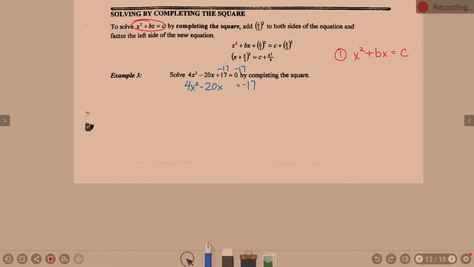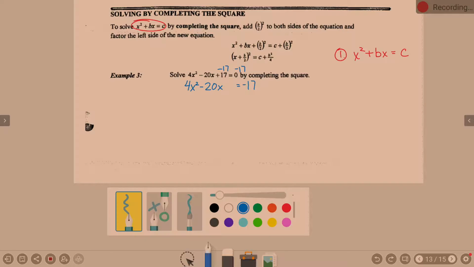Is step 1 done? It's not. Big not. It's not done. I have my c value over. That's good. So I have an x squared term plus an x term equals a number term. But you still have the a. I'm not allowed anything in front of x squared. How do we get rid of that 4 in front of x squared? Divide by 4. If we're going to divide that term by 4, everybody divides by 4.